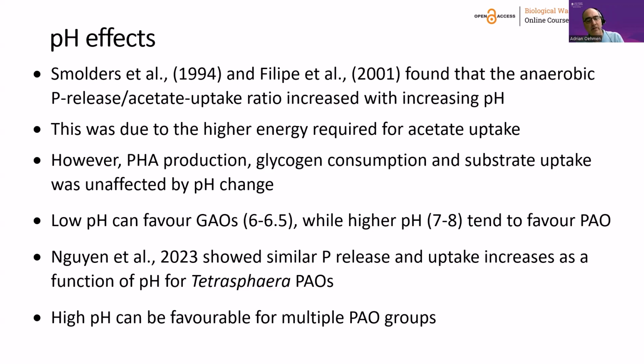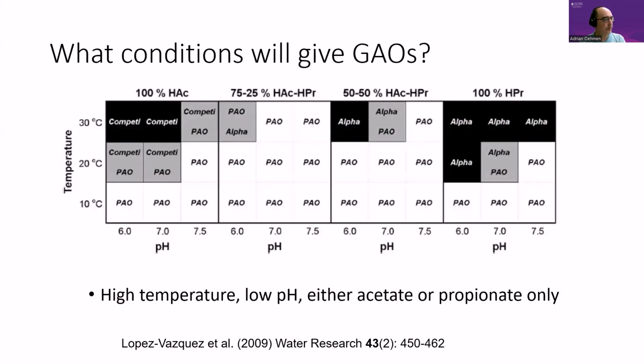So that's basically a summary of the impacts that pH can have on PAO metabolism. Okay, and so what's been done is a combination of operational factors, like what is the carbon source, acetate versus propionate, what is the pH, is it 6, 7, 7.5, 8? What is the temperature, 10, 20, 30, so low, medium, high.